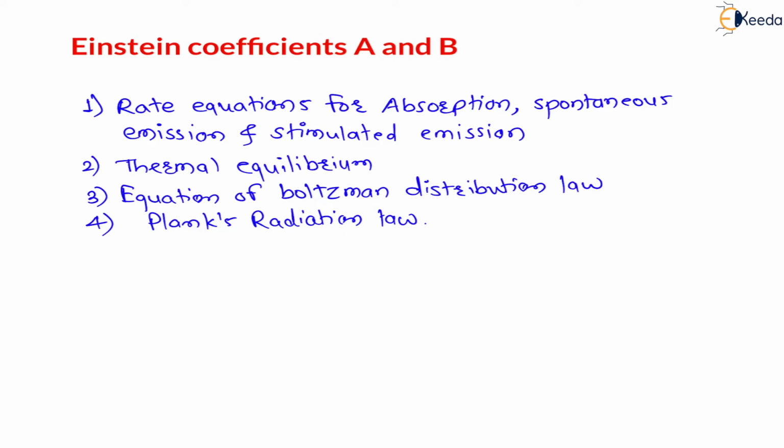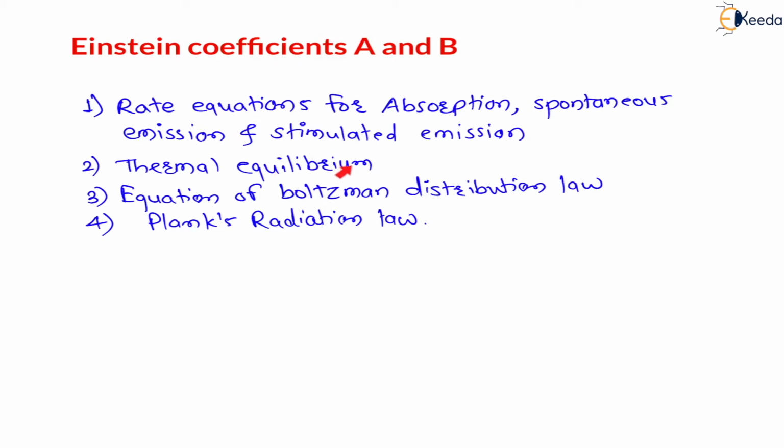Now see, for understanding of these Einstein coefficients A and B, you need a proper and detailed understanding of four topics. These four topics we have already covered in previous lectures. In this lecture also, I will revise whatever part is required. The first important topic is rate equations for absorption, spontaneous emission and stimulated emission. This is very important for proper understanding of these Einstein coefficients.